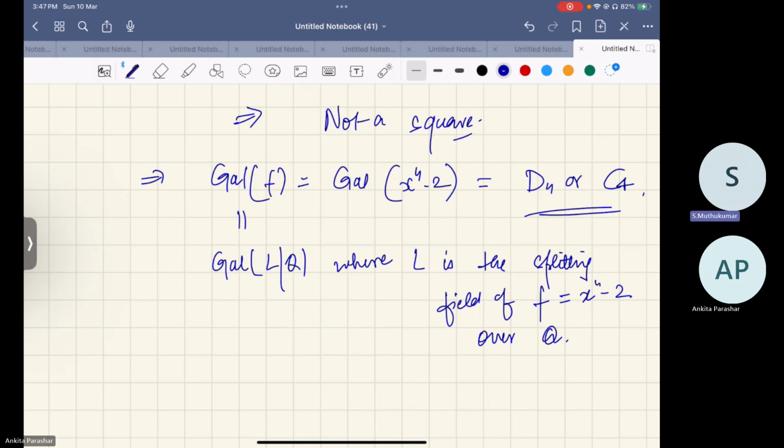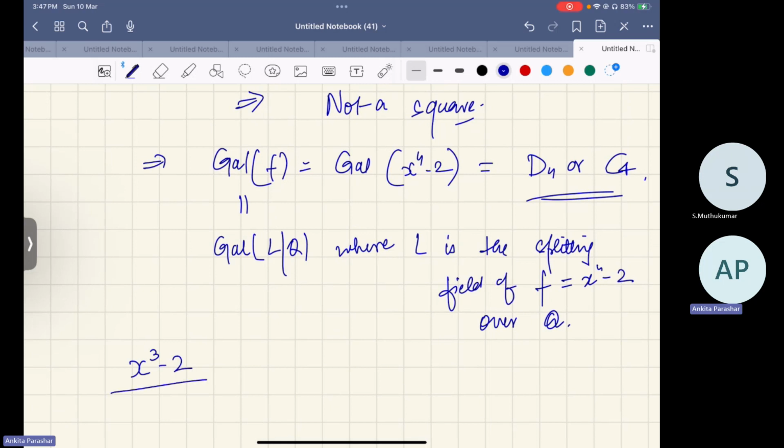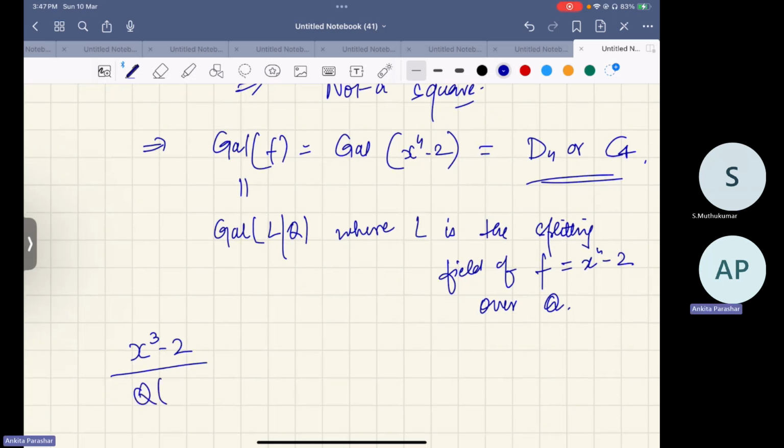So x power 4 minus 2 is irreducible over Q. Therefore, I agree, the degree of L over Q is equal to 4. Well, if you say this, then I will not agree. If I give you a simple example, x cube minus 2, this is irreducible over Q, right? Yes. What is the degree of the splitting field for this polynomial? If I ask you the Galois group of L over Q, where L is the splitting field of x cube minus 2, what is that?